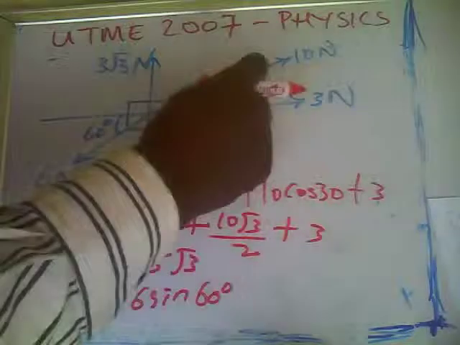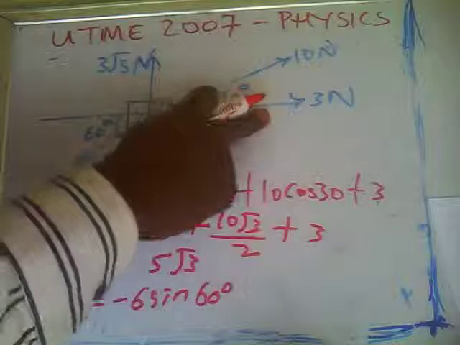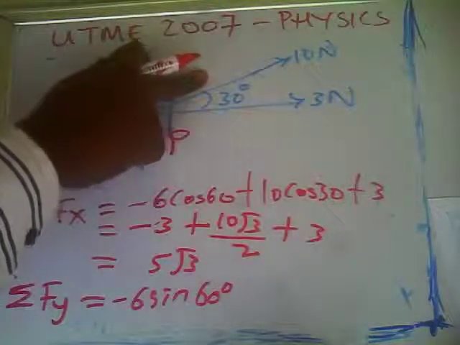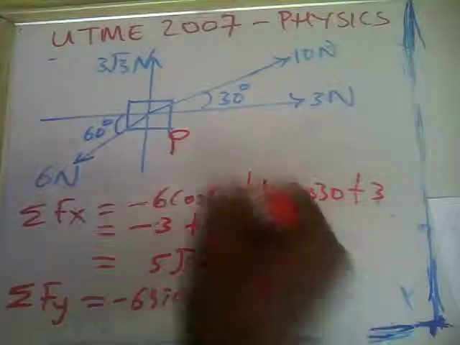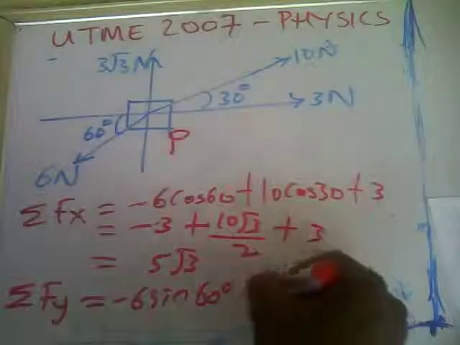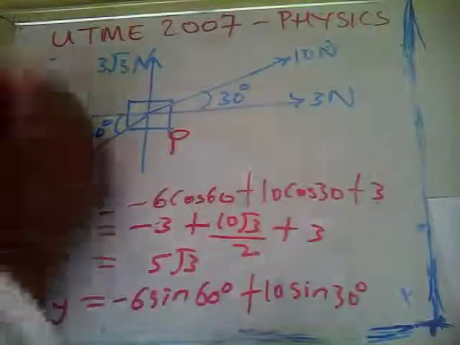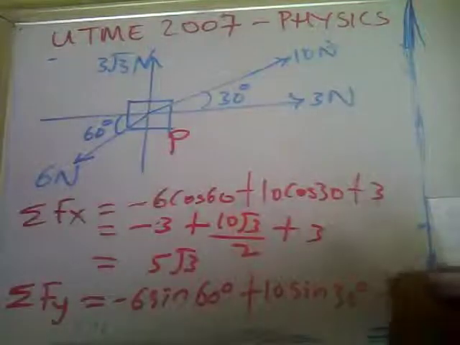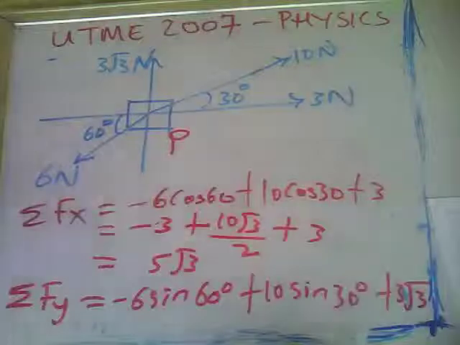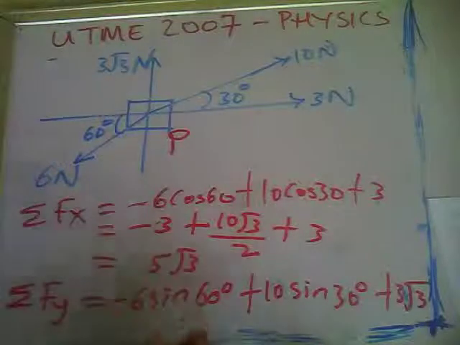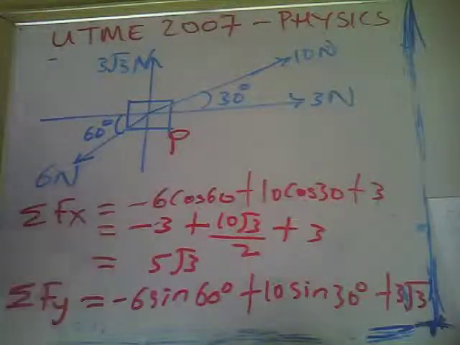Then this one has no component along the vertical. This one along the vertical becomes 10 sine 30 because it is in the positive y-axis. So 10 sine 30 degrees, then plus 3 root 3. So what does that give us? When we solve that, if we have been able to bring this out, the rest is algebra. You see what we did?